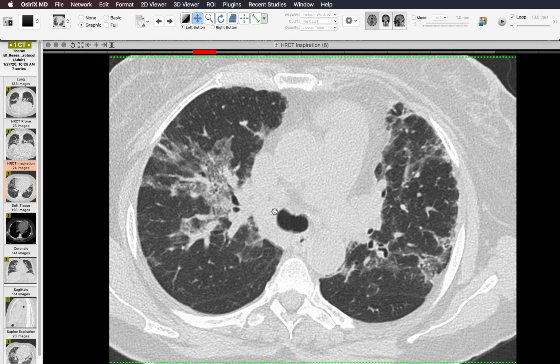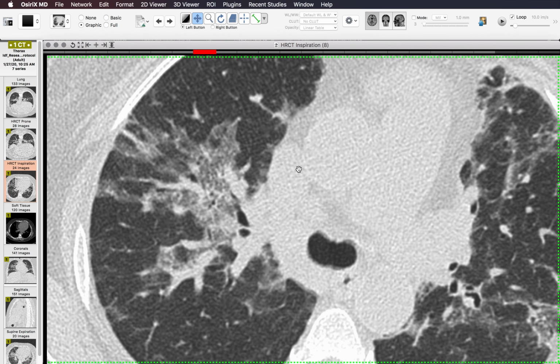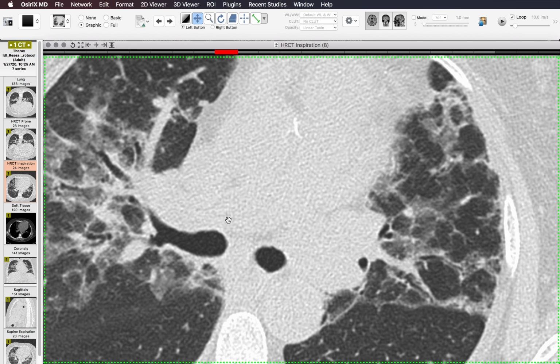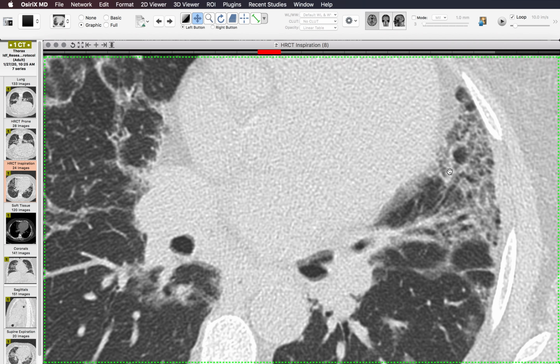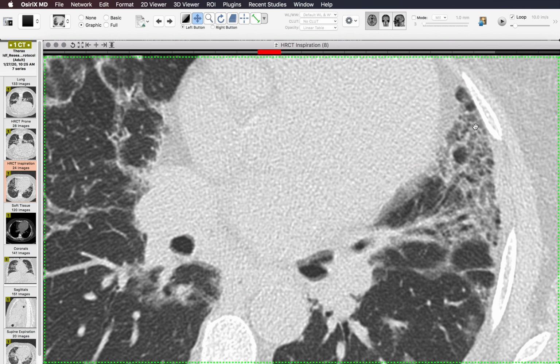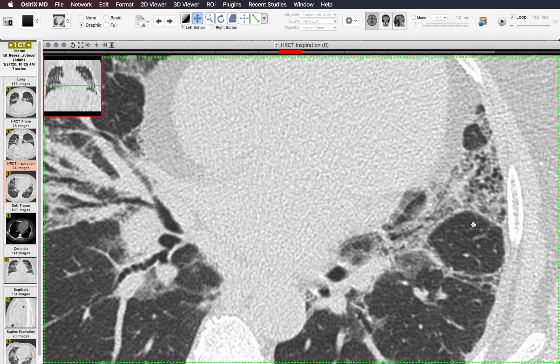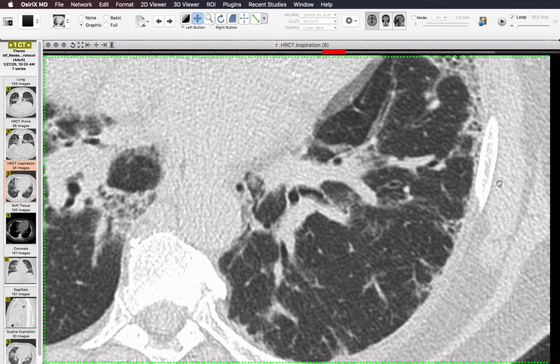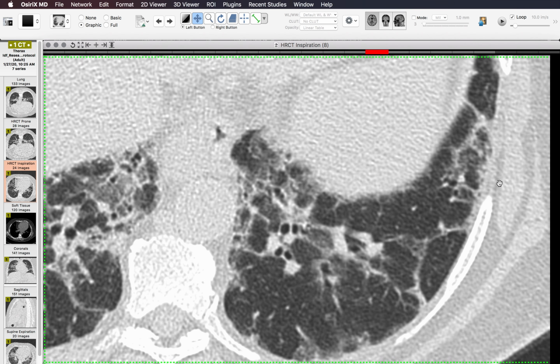In this example, we see a lot of different features here. In the right lung, there's areas of ground glass opacity, so increased lung density with preservation of the lung architecture. There's areas of traction bronchiectasis here in the right lung, as well as some traction bronchiectasis in the left lung. This looks like reticulation over here. More ground glass opacity as well. This is traction bronchiectasis. More traction bronchiectasis. So I'm looking for areas of honeycombing, and I don't really see any.